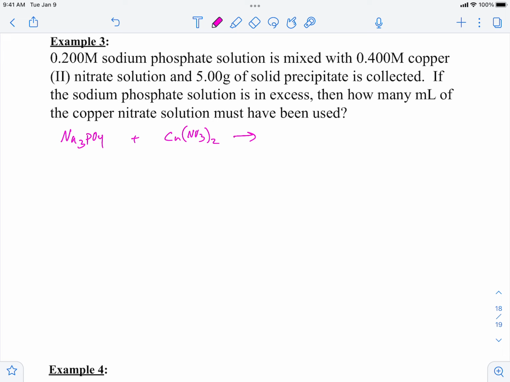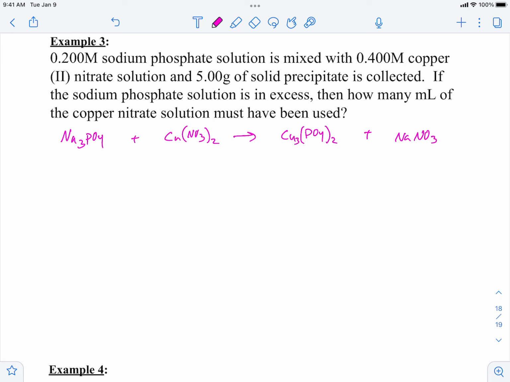Okay, so double replacement says we're going to combine copper with the phosphate. Now, the phosphate has a charge of -3, which means I need 3 coppers. The copper had a charge of 2, which means I need 2 phosphates. And sodium is +1, nitrate is -1.